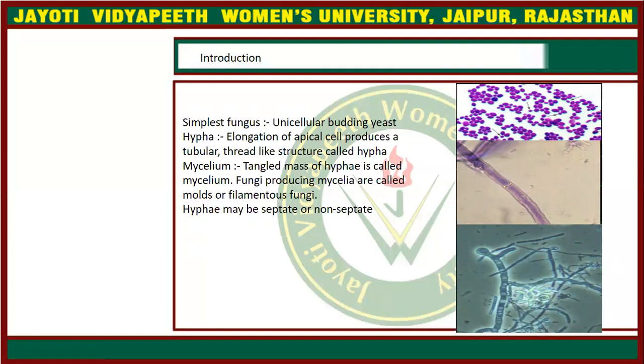The fungi producing mycelia are known as molds and filamentous fungi. The word filamentous comes from the mycelium. The fungi which have this mycelium are known as filamentous fungi. They have a filament-like structure, and this filament-like structure is known as the mycelium.